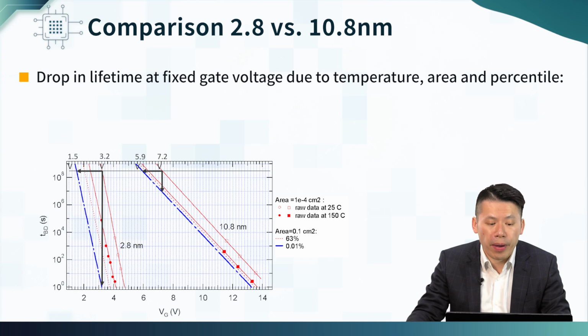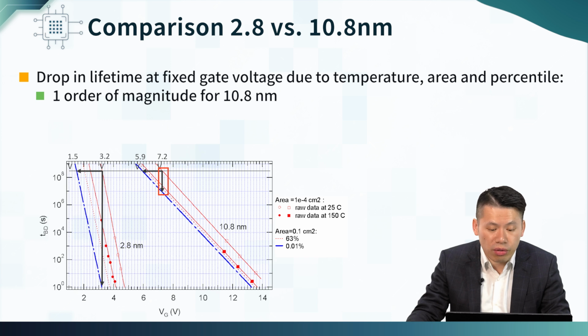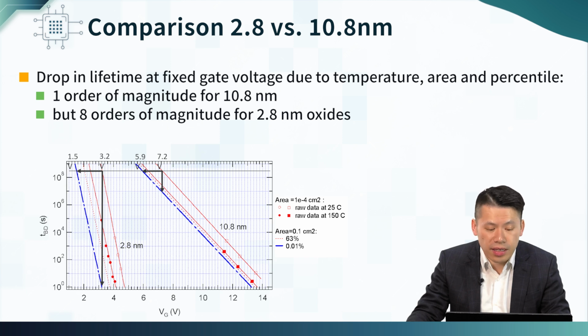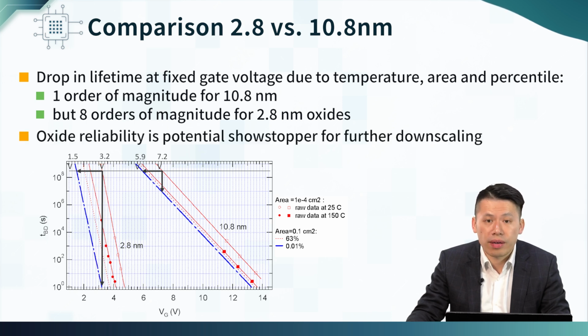So if we try to compare the TDDB lifetime in the case of 2.8 nanometer versus 10.8 nanometer, this is 10.8, this is 2.8. And the drop in lifetime at the fixed gate voltage is due to temperature, area, and percentile. So you can find there's only one order of magnitude decrease in the thick dielectric, but in the thin dielectric there is an order of magnitude decrease. So that's why the oxide reliability is a potential showstopper for further downscaling.